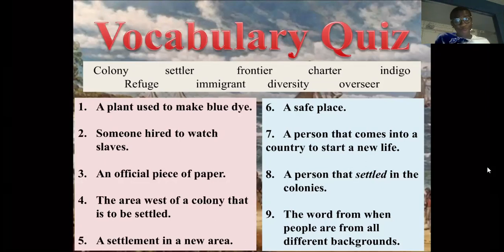Let me know in the comments down below. Number 5, a settlement in a new area is called a settler. A safe place is called a refuge. A person that comes into a country to start a new life is an immigrant. A person that's settled in the colonies can be considered a settler. And number 9, the word for when all people are from different backgrounds is diversity.